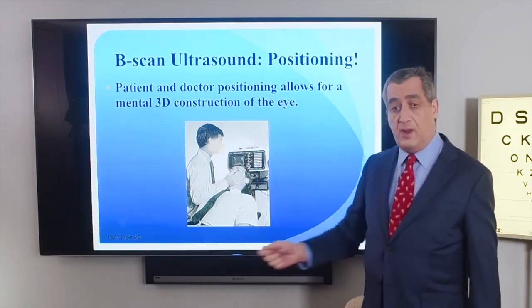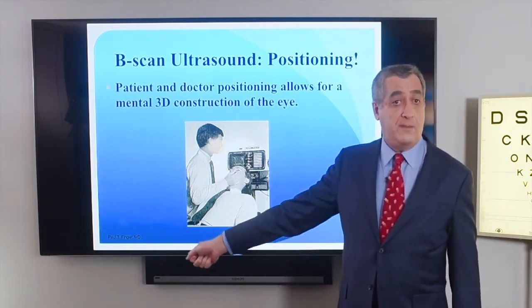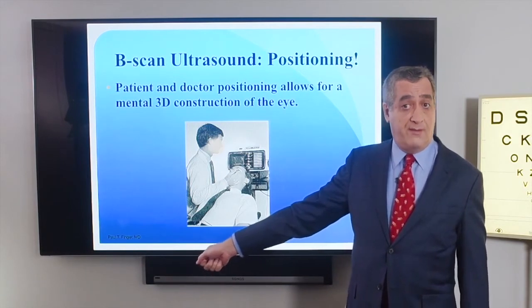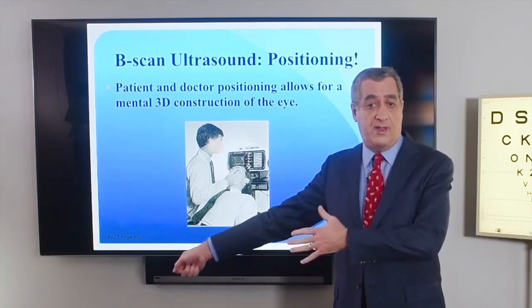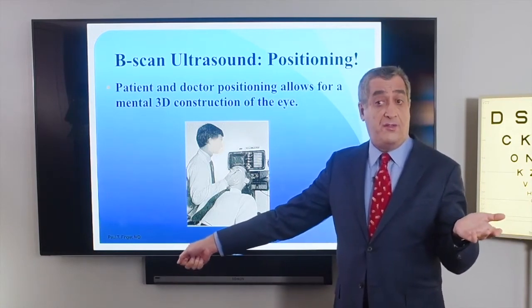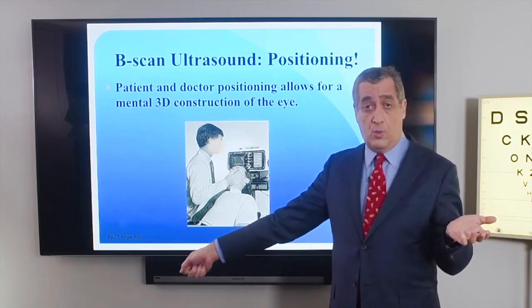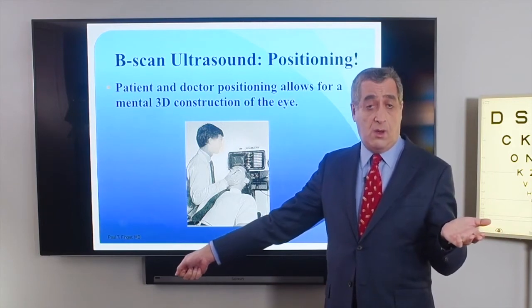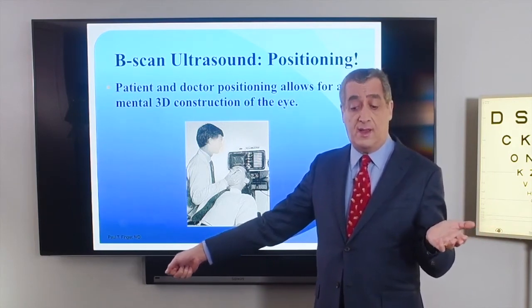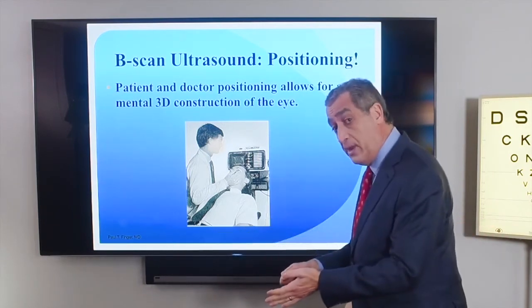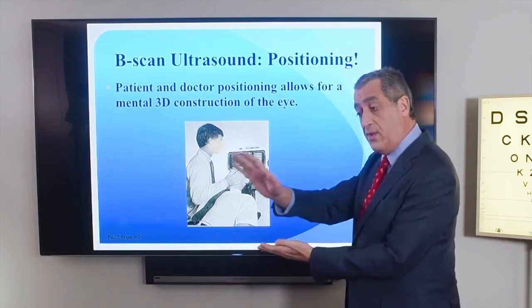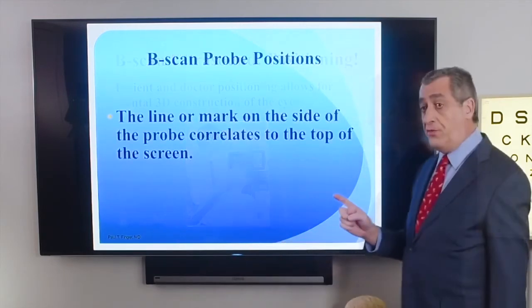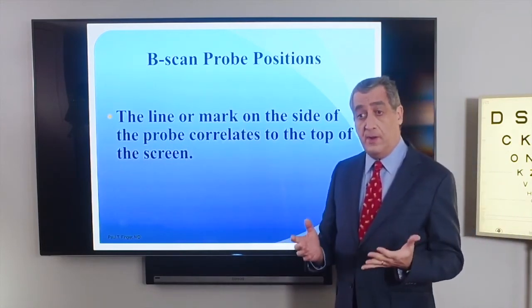Think about it. If you're trying to create a three-dimensional image of the inside of the eye and you have your hand over there and the eye is over there and the screen is over there, there's no way you can tell which direction the eye is looking or where the probe is on the eye. It all has to be in the same place, where you have the eye, the probe, and the screen all in one field. It's also important to know your equipment.